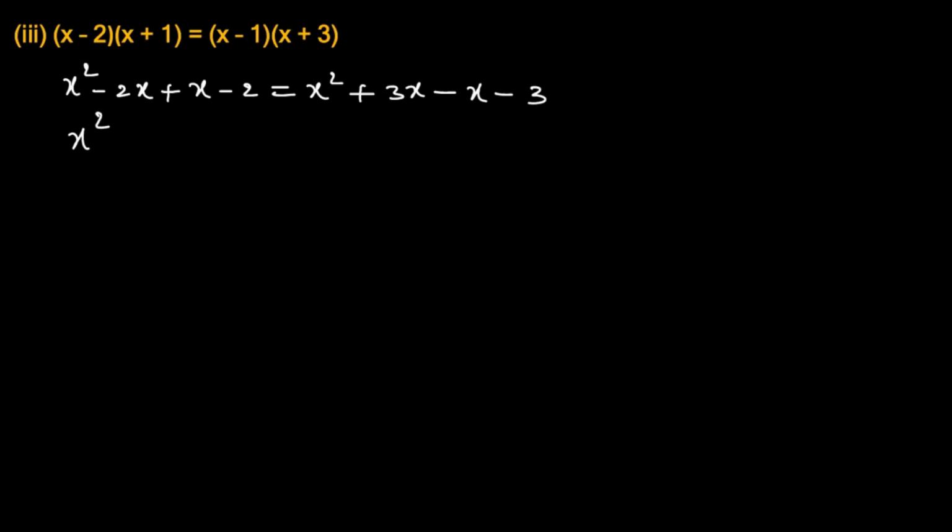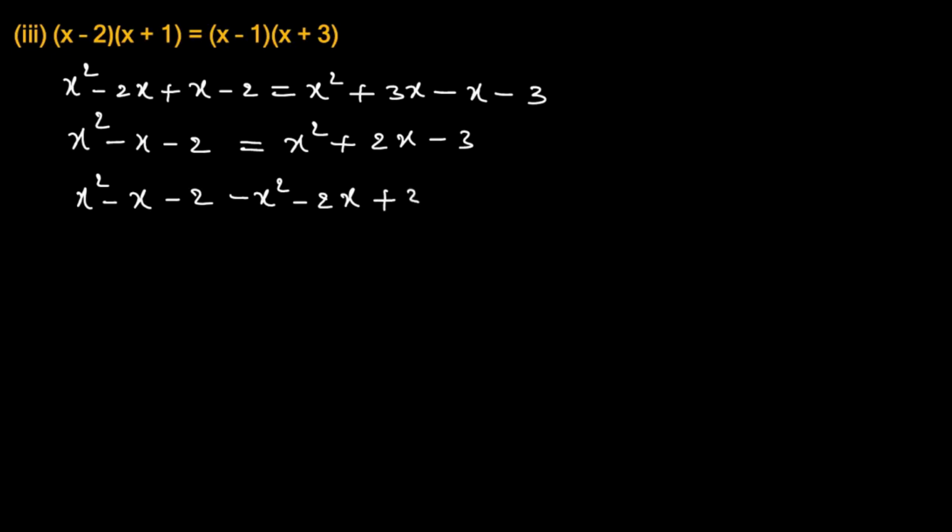Now, take all the terms to left hand side. x square minus 2x plus x, so you can simplify here only. Minus 2x plus x is nothing but 1 minus 2, which is minus 1. So it will be minus x minus 2, which is equal to x square, 3 minus 1, 3x minus x is plus 2x, minus 3. Now take all the terms to left hand side. x square minus x minus 2 is equal to, minus x square minus 2x plus 3 is equal to 0.